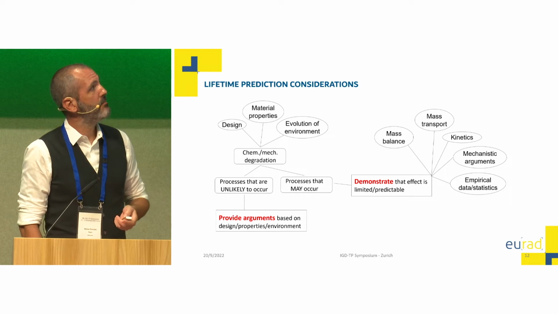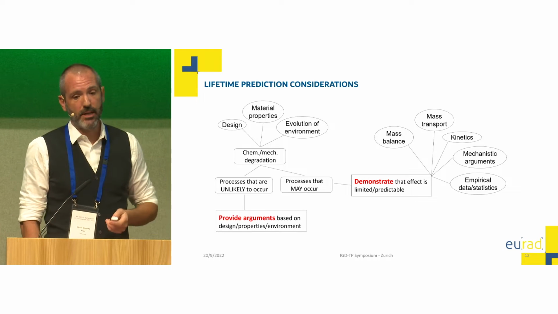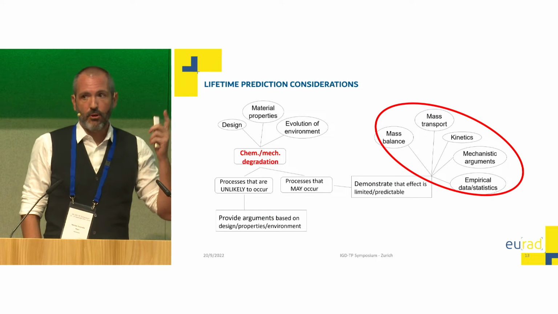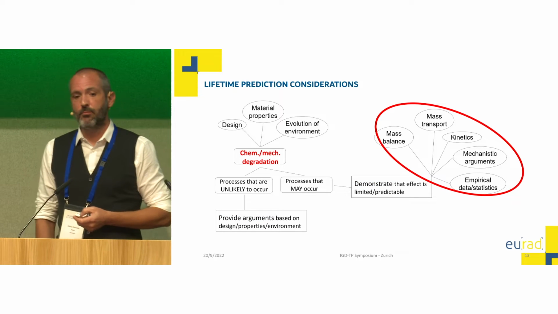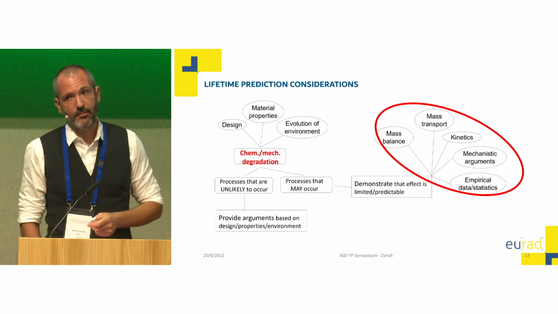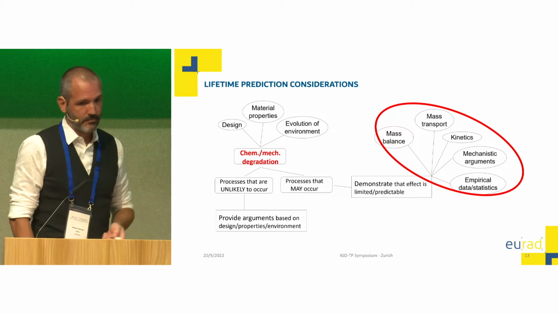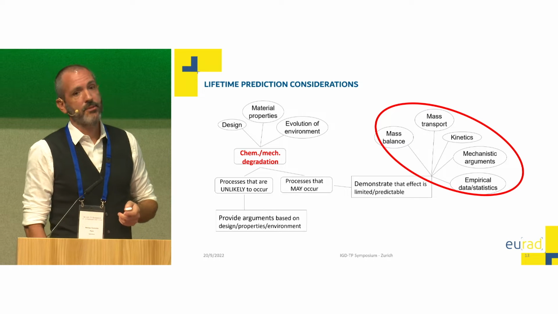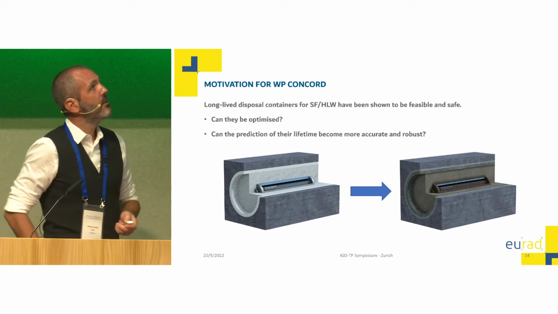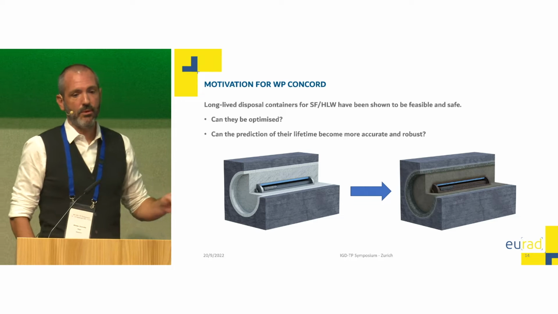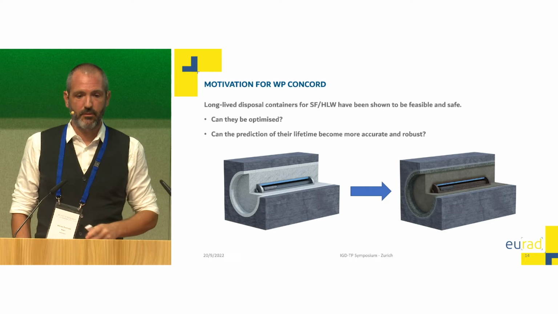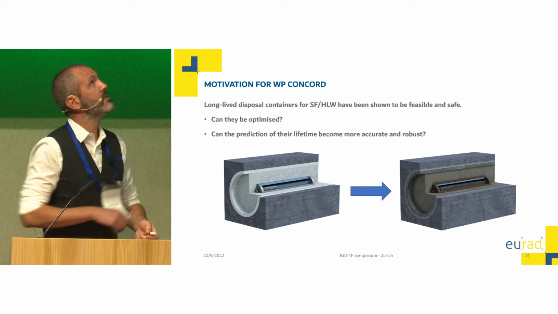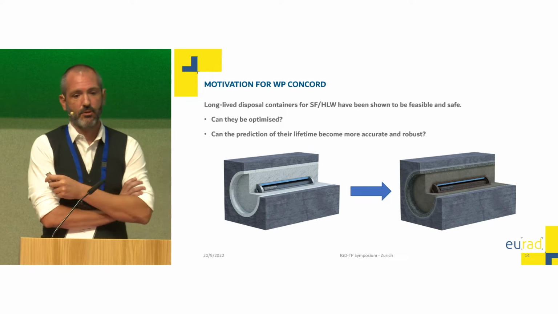And in order to provide better arguments and to better demonstrate that we're able to predict, we need to know more about the chemical or mechanical degradation processes, and we need to have better tools at our disposal to do that prediction. These are basically the main aspects where Concord comes in and tries to improve. So from looking at what we could do, let's see a bit about what we are already doing in this respect, in canister optimization. These are the foundational statements for Concord.